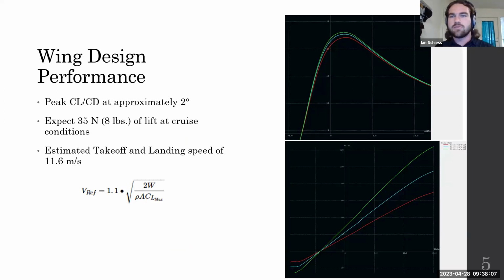So this is the XFLR5 analysis for our total wing design. What we're looking for here is what angle of attack our wing will produce the right amount of lift for. We were designing for around 8 pounds of lift at cruise velocity. And that happens at an angle of attack of around 3 degrees. That almost lines up with our maximum efficiency, which occurs at approximately 2 degrees. So those things line up, which is ideal.